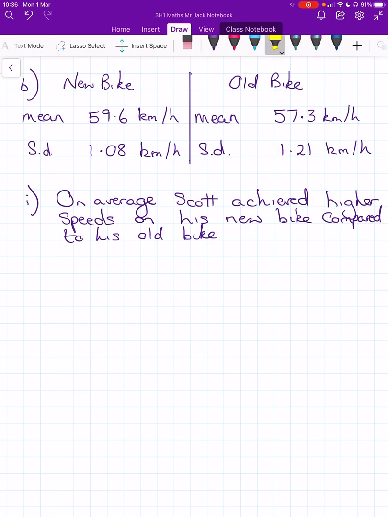Key phrase to start things off: say "on average," okay? And what we're saying is we're comparing the speeds. So Scott's achieved higher speeds and we're comparing his new bike to his old bike. So I've said on average, I've said what I'm comparing, so I'm comparing speeds, and I've compared the 2 different situations, the old bike and the new bike. These are the key pointers on these types of questions.